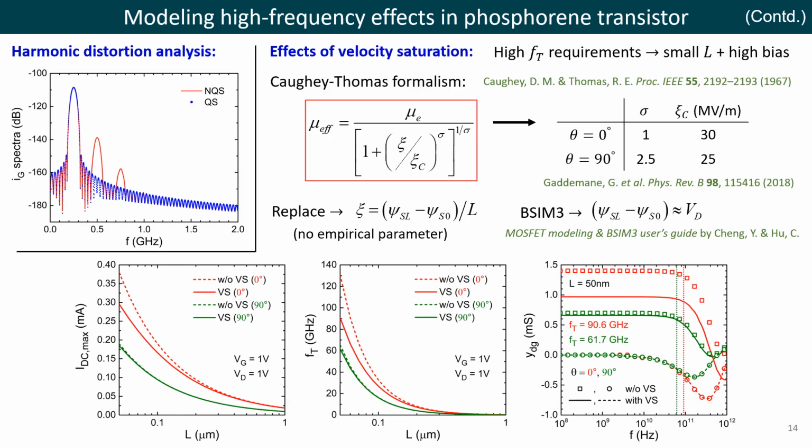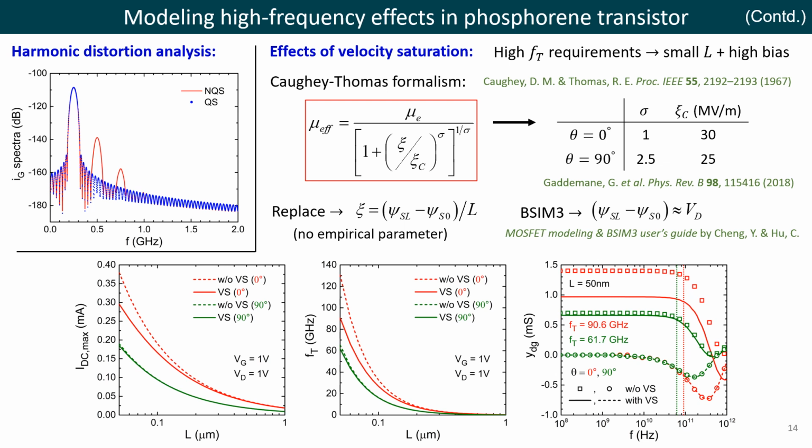We have also performed the harmonic distortion analysis to show that only the non-quasi-static model can capture the higher order harmonics appearing at the gate current spectrum caused by the inherent nonlinear character of the semiconducting phase. To conduct the harmonic distortion analysis, a small input signal of frequency 0.25 GHz was applied at the gate terminal, ensuring the transistor saturation by Vg equal to Vd equal to 1 volt.